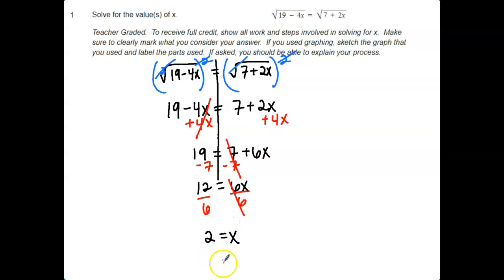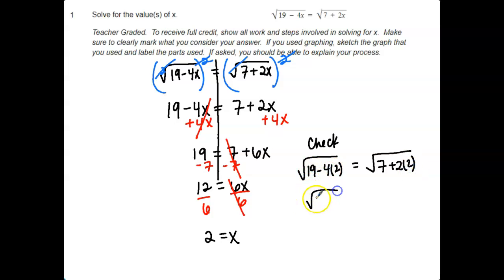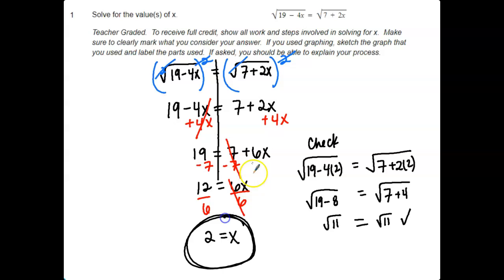Remember that we always need to check and make sure that this is a true solution, that it's not extraneous. So we're going to plug it back in. We're going to have the square root of 19 minus 4 times 2 is equal to the square root of 7 plus 2 times 2. This would be the square root of 19 minus 8, which is the square root of 11. Over here, this would be the square root of 7 plus 4, and the square root of 11, so that works. So this is our answer.